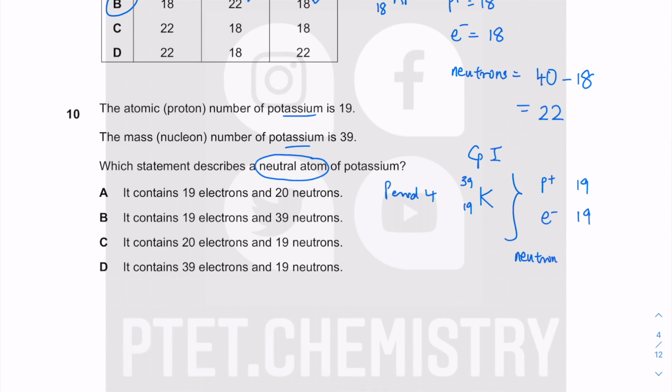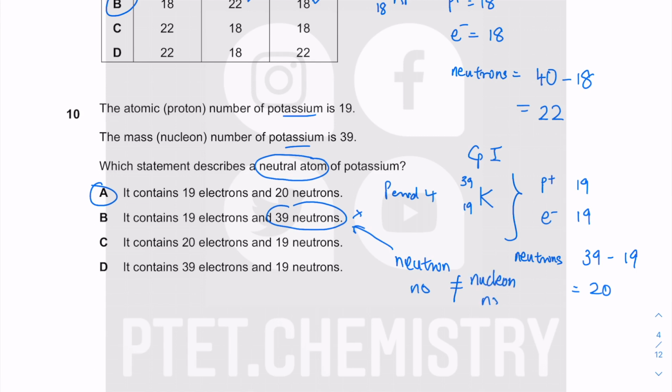And how many neutrons do we have? It's going to be the mass number or the nucleon number minus the proton number. We will have 20 neutrons. So in this atom we have 19 electrons and we have 20 neutrons. So A is correct, because they're asking for which statement is correct. 19 electrons and 39 neutrons is incorrect because neutron number is not equal to nucleon number. These two are very different. A lot of students get confused because it's N and N. This is nucleon. The spelling is nucleon.